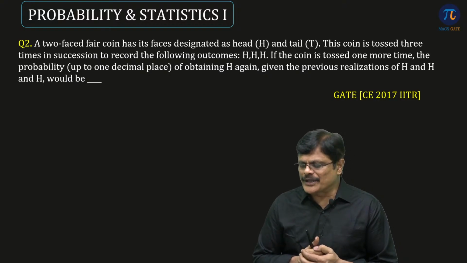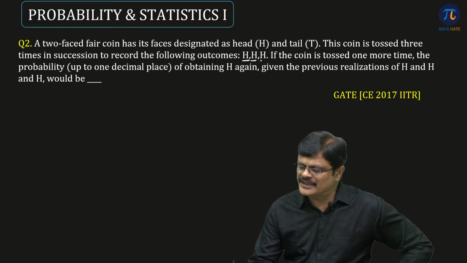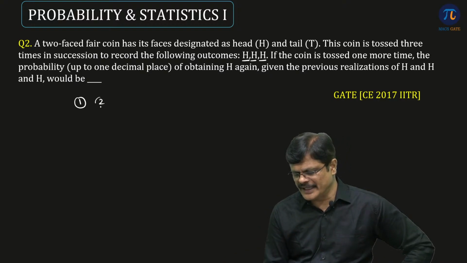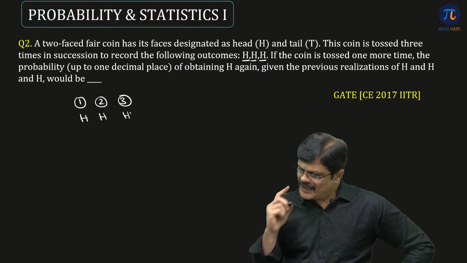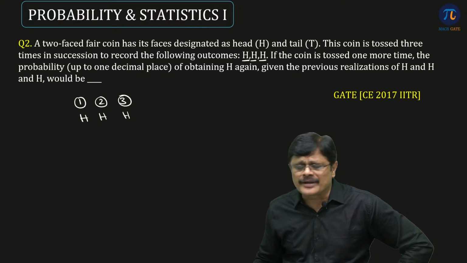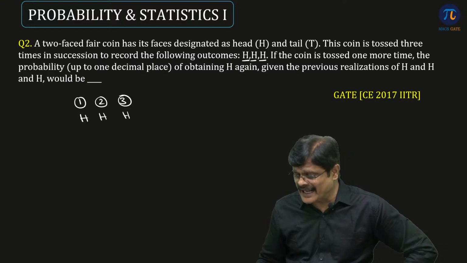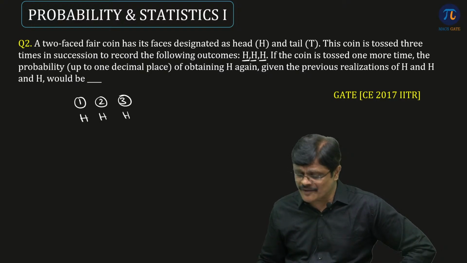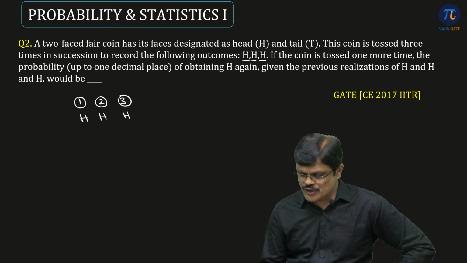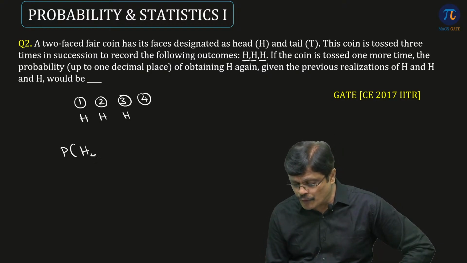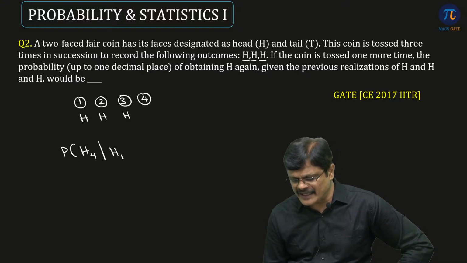To record the following outcomes. So what are the outcomes? Head, head, head. So first time head, second time head, 3 times you tossed, and you got head, head, head. If the coin is tossed one more time, the probability of obtaining head again, given the previous realizations of head, head, and head, would be what? So if you toss the fourth time, what is the probability of getting head in the fourth toss, given that you get head in the first toss, head in the second toss, and head in the third toss?